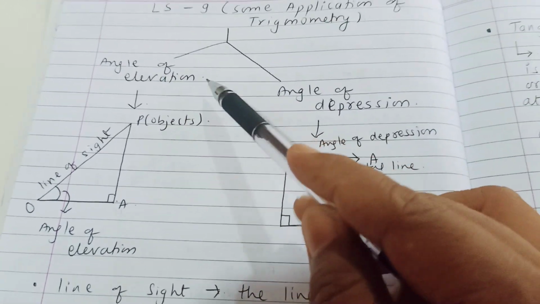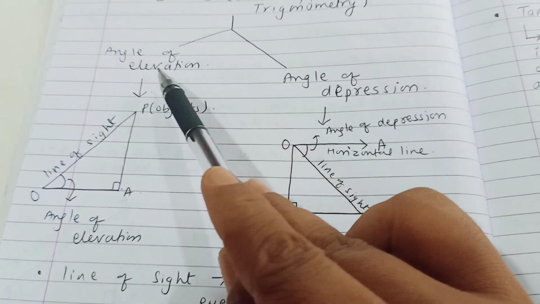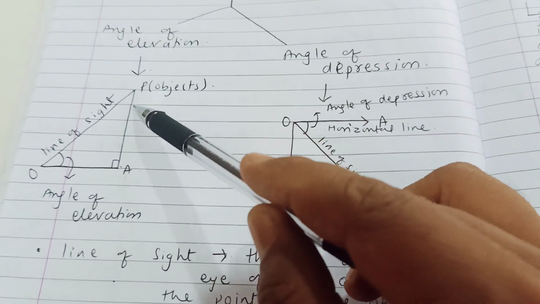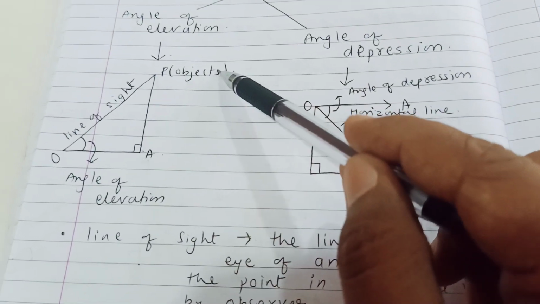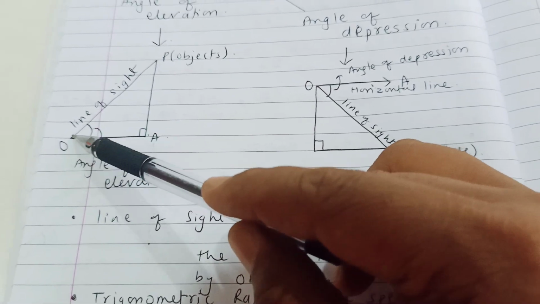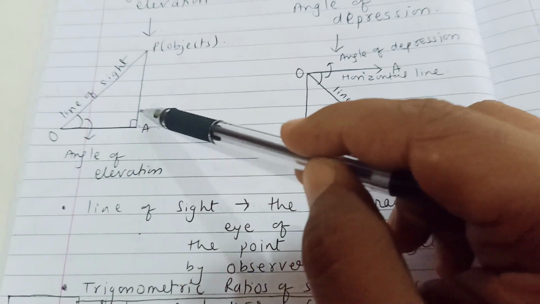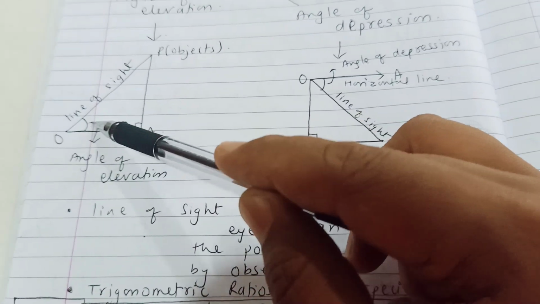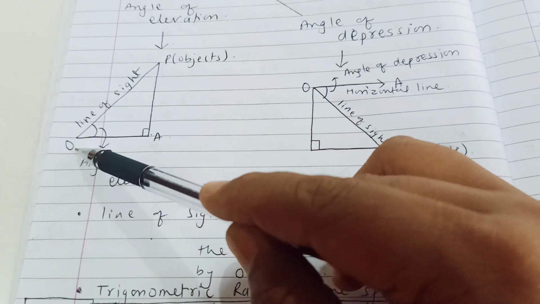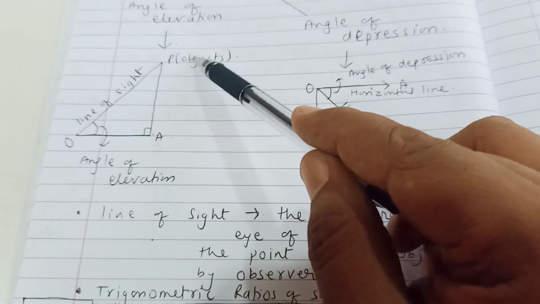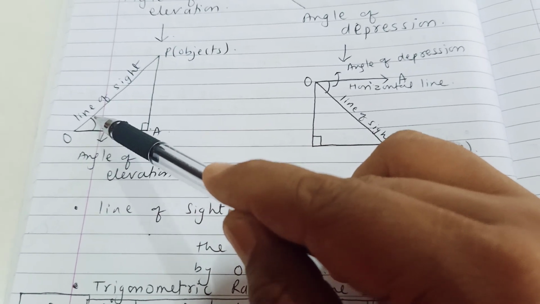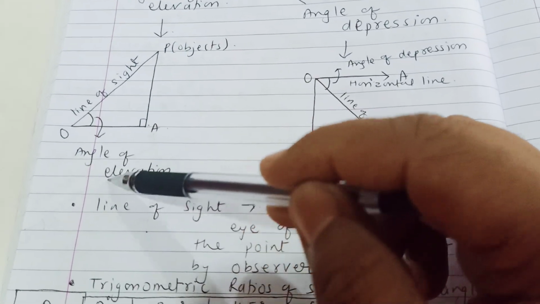In this, there are basically two types: angle of elevation and angle of depression. In an angle of elevation, P is the object, O is the origin, and A is the base. The angle of elevation is between the origin and the object, and this is called the line of sight. If any angle is made at the base, that would be the angle of elevation.